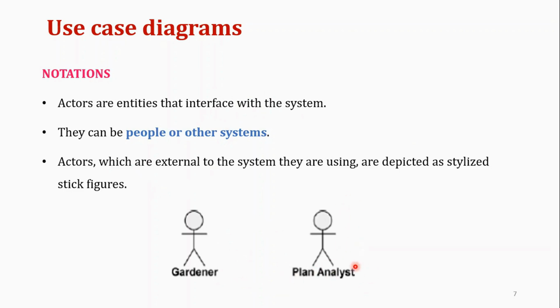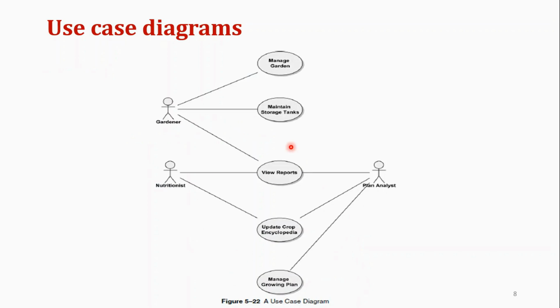Okay, so check out this example. It's a hydroponic example. Here we have actors: gardener, nutritionist, and plant analyst. They are the users utilizing or interacting with the system. The system is the hydroponic system. The main aim is maintaining the plants and maintaining the storage tanks in the plants. So here the gardener, nutritionist, and the plant analyst are the actors.